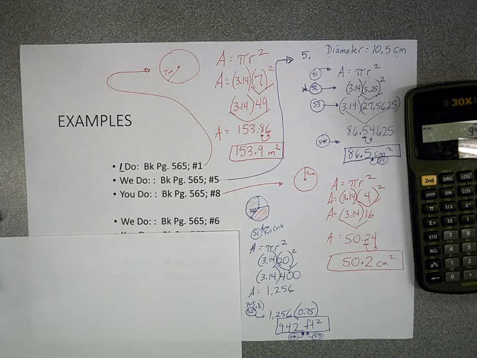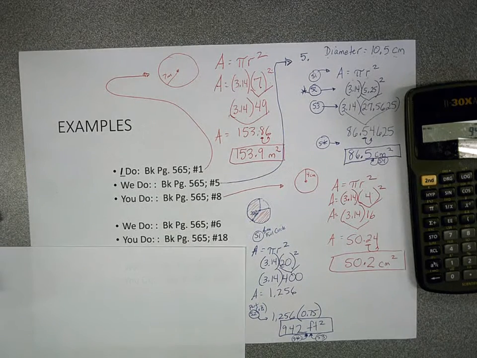Okay? So just that extra part: find the area of the whole circle and then multiply by whatever part you're looking for. Okay, if it's 3/4, 1/4, 1/2, whatever it is. All right. One I want you guys to try out is problem number 18. 18. All right, go.